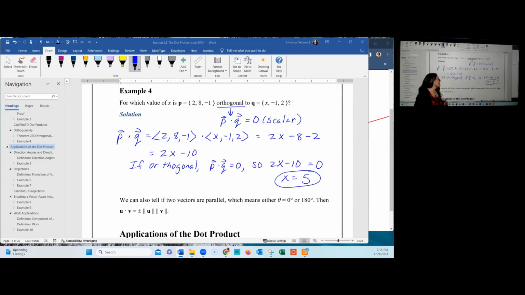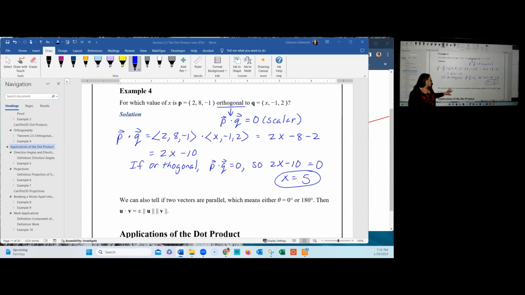Okay, so let's see how you did. Basically, to be orthogonal means that the dot product comes out to be 0, the scalar, not the vector. So we take the dot product of p and q, which gives us, when we simplify, the expression 2x minus 10. If they're orthogonal, the dot product is 0, so 2x minus 10 is 0, so x is 5. Hopefully this makes sense to you, and you were able to do this one on your own.